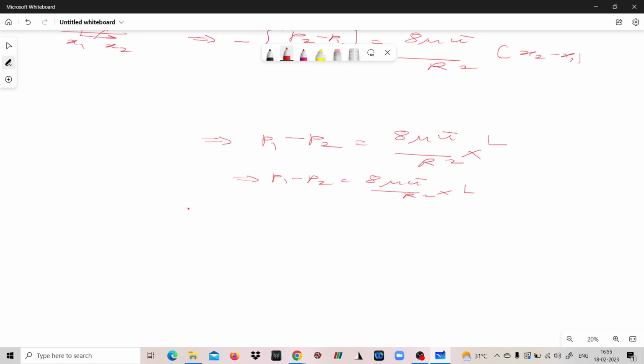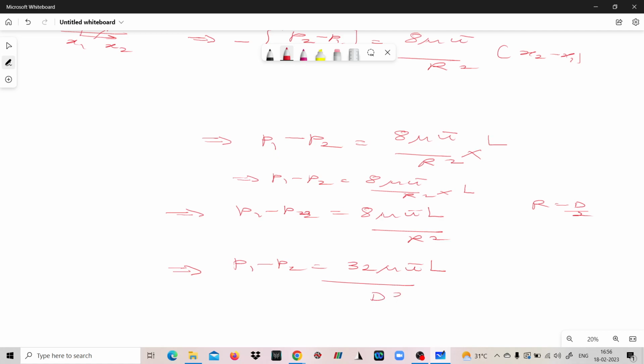Or P1 minus P2 is equal to 8 mu U bar L by R squared. Now if you replace R as D by 2, what will you get? If you replace R with D by 2, then P1 minus P2 will be 32 mu U bar L, and instead of R square it will be D square. Okay. So this is known as the Hagen-Poiseuille equation. Okay. This is known as the Hagen-Poiseuille equation.